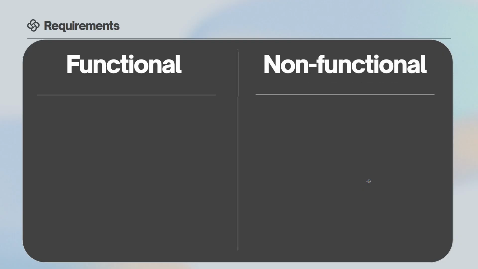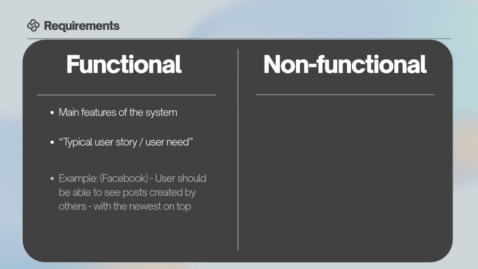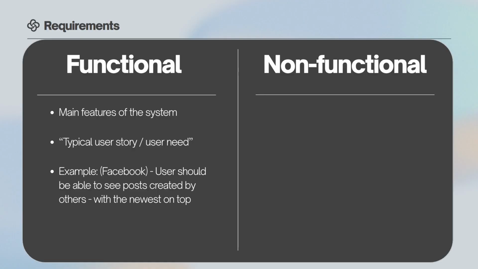So first of all, with the requirements, we have, of course, the functional and non-functional ones. To give you a simple and short overview of the differences between them, the functional ones are the main features of your system, and kind of the typical user story, user needs that you can see probably in your work. And just to give you an example, we'll walk through kind of the Facebook case. So as an example of such a functional requirement, users should be able to see posts created by others, right? So you have your friends in Facebook, and then you should be able to see those posts. And of course, we are trying to show the newest on top.